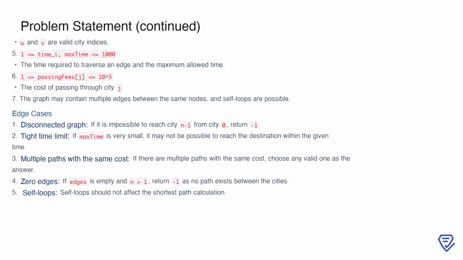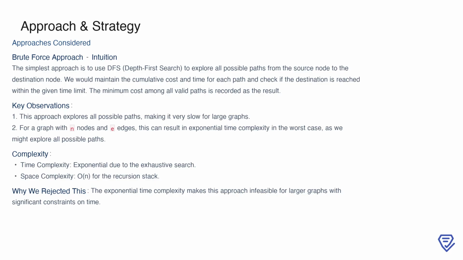Some important edge cases include disconnected graphs, where it is impossible to reach city n-1 from city 0, resulting in an output of -1. If the time limit is very tight, it might not be feasible to reach the destination even if paths exist. Additionally, graphs may have multiple paths with the same cost or even self-loops, which should not affect the shortest path calculation. Lastly, if there are no edges in more than one city, the output should be -1 since no path exists between the cities.